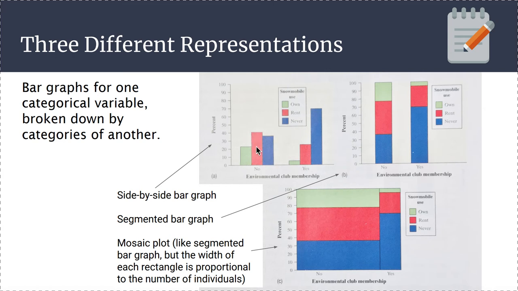And this can be useful. We can tell real quick here that maybe it does look like there is a relationship or an association between environmental club membership and never using a snowmobile. Because I can tell that the relative frequency over here, about 70%, is much higher than the 35, 38% of the never category for our non-environmental club members. This is an example of a side-by-side bar graph, okay?